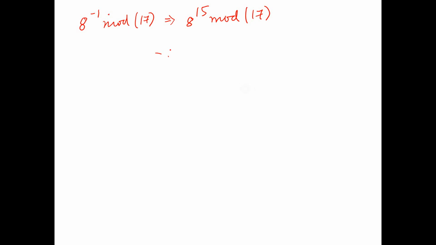For example, we will divide this 15 into 8 to the power 7 multiplied by 8 to the power 8 mod of 17. So that's how we are trying to utilize it. And finally, for this 8 to the power 7, can you calculate now? 8 to the power 7 mod 17. What is the value you are getting?